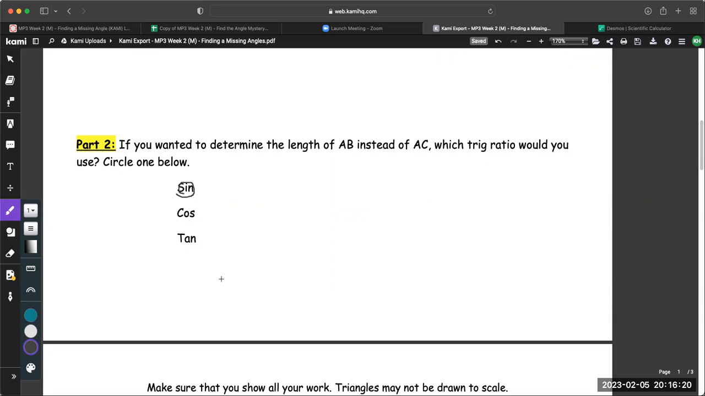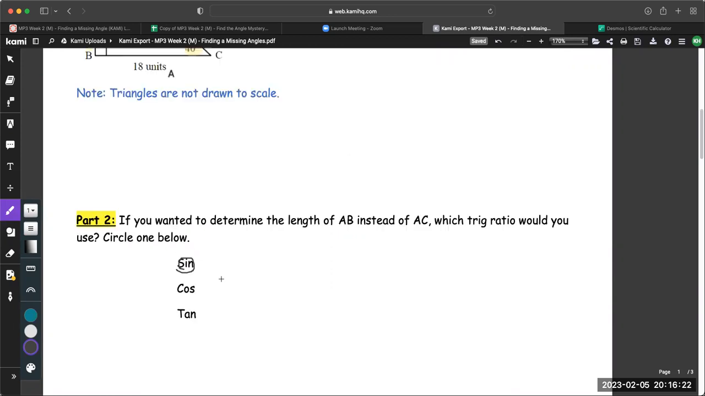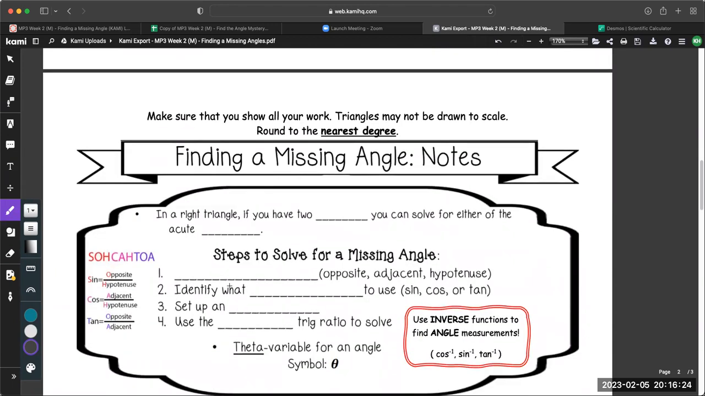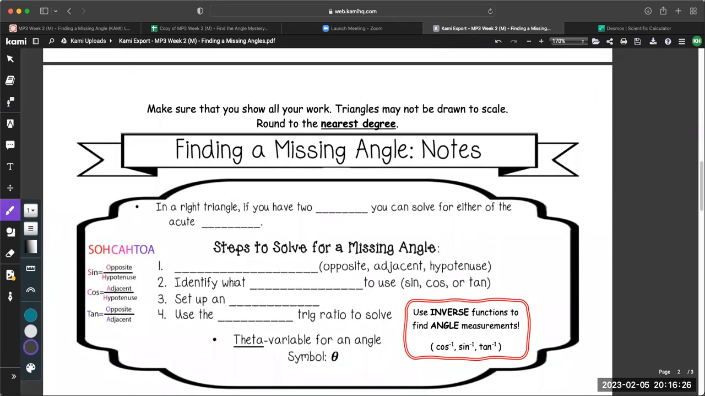All right. Make sure I read the question correctly. Yes, ma'am, I did. So make sure that you show all your work. Triangles may not be drawn to scale. Never trust our drawing. We just find pictures. Round to the nearest degree. Perfect. So we're not talking about multiple decimal points here. We're just going to keep it cute and keep it short.